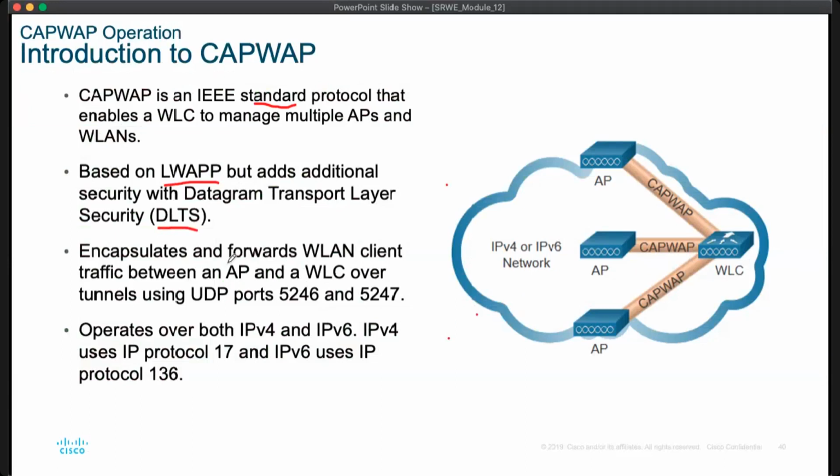It encapsulates and forwards WLAN or wireless LAN client traffic between the AP, access point, and the WLC, or wireless LAN controller, over a tunnel using UDP, User Datagram Protocol, ports 5246 and 5247. It operates over both IPv4 and IPv6. IPv4 uses protocol 17 and IPv6 uses IP protocol 136.